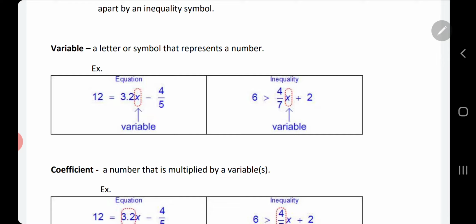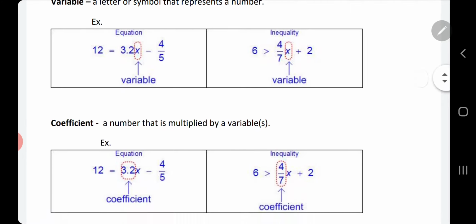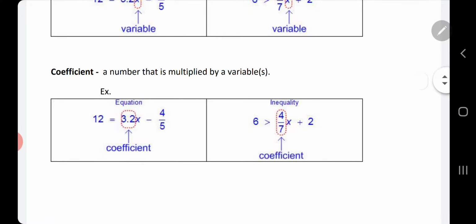The letter I give it can also be indicated by a symbol. Usually in basic algebra, we use letters. We don't use symbols. The further in math you go, you might start using Greek letters or Greek symbols. But it's just a symbol that represents a number. They're unknown numbers, is what we call them. And sometimes, or most of the time, we can't find them in algebra.